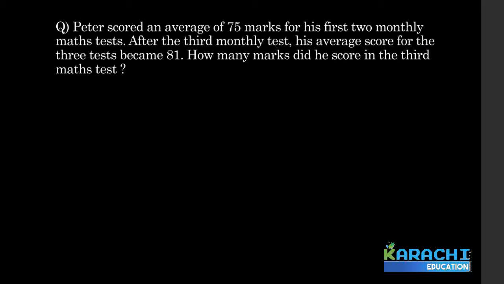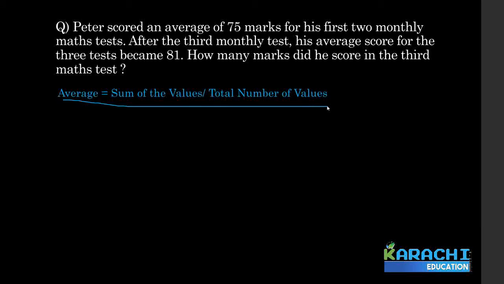Peter scored an average of 75 marks for his first 2 monthly maths tests. Average का हमारे पास formula हम लिख लेते हैं यहीं पर. After the third monthly test, 2 monthly tests, 75 marks. Third monthly test, you know, 1 monthly test is included in the 2 monthly tests. Then his average score for the 3 tests became 81. Okay, now this average is for the 3 tests. How many marks did he score in the third maths test?